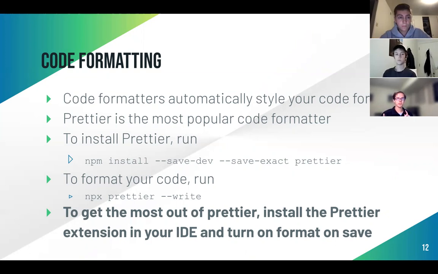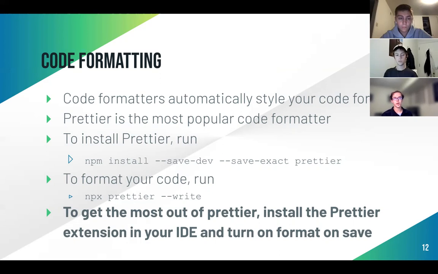This will look at things like single quote versus double quote, semicolon versus no semicolon, two-space indent versus four-space indent, and things like that that may be inconsistent between different developers or even within one person's file. A code formatter will just take that and automatically format all your code so it looks the same across all your files. When working with JavaScript, Prettier is the most popular code formatter.